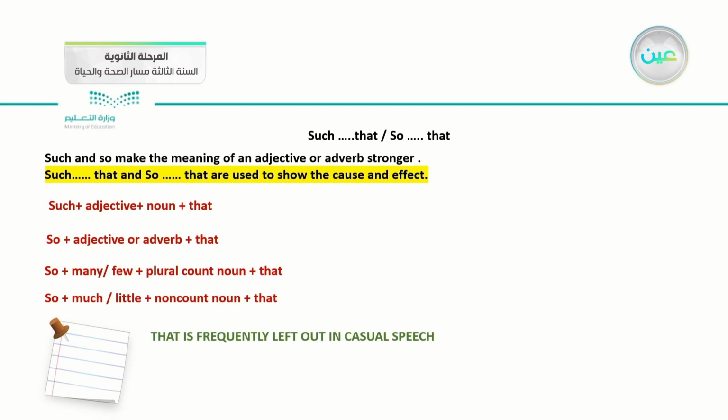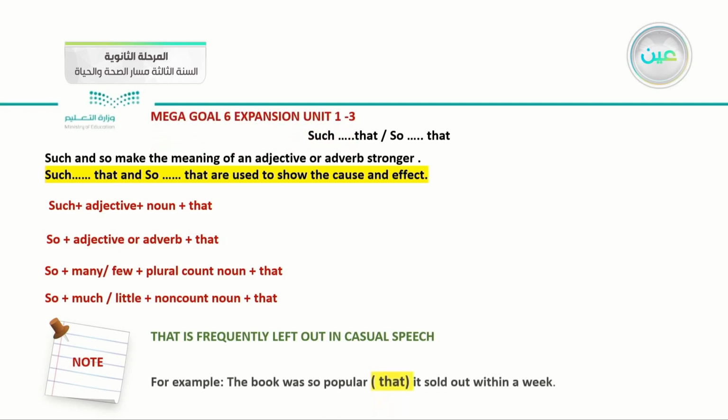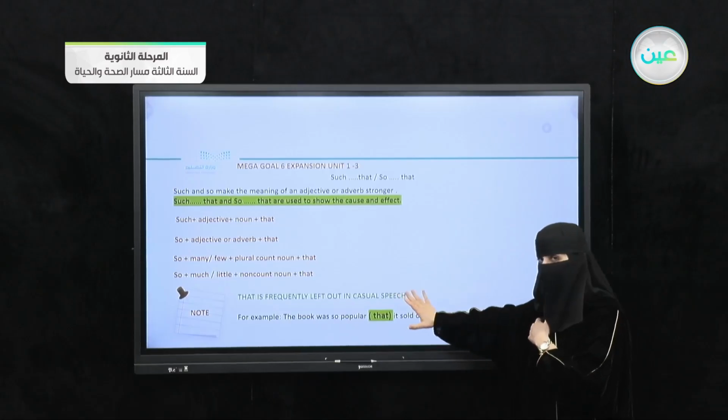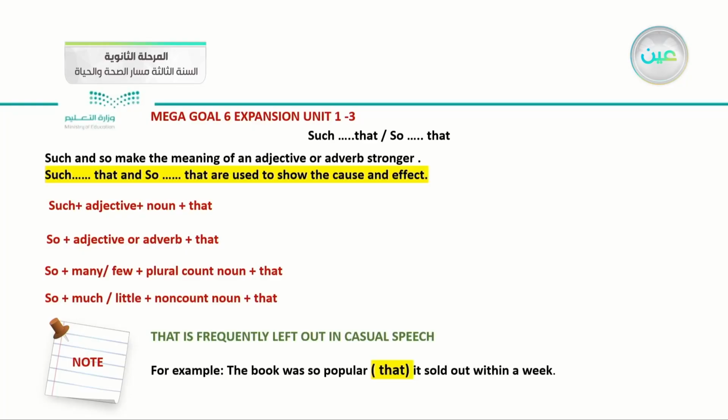Okay, I want to note that "that" is frequently left out in casual speech. What do they mean by that? If I make a sentence with "so that," or for example "such that," and I'm using the sentence in speech only, I should omit "that," okay? Look at the example. The book was so popular. I can omit "that." It sold out within a week. So it doesn't change the meaning of the sentence. So when I just want to speak, not write, in speech, okay?